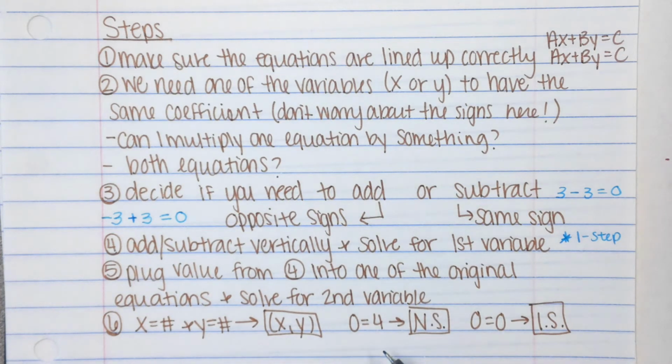Then last, you put your solution together. If you have x equals a number and y equals a number, you make an ordered pair. If you get something like 0 equals 4, it's no solution, and 0 equals 0 is infinite solutions.